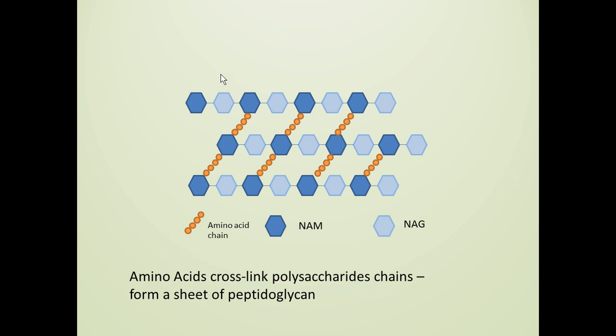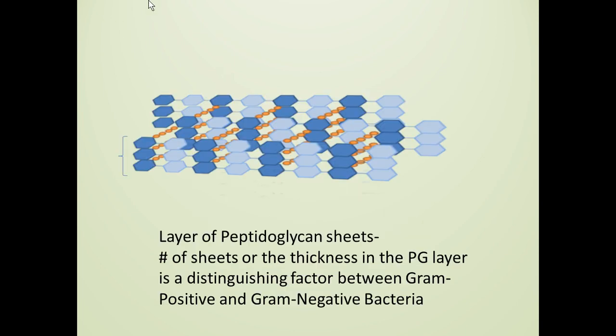The main difference between the gram-positive and gram-negative bacterial cell wall is the number of sheets used. In gram-positive, it has a thick layer of peptidoglycan composed of many sheets, whereas in a gram-negative, it's going to be a thin layer of peptidoglycan composed of only one or two sheets. So let's look closely at the gram-positive bacteria.